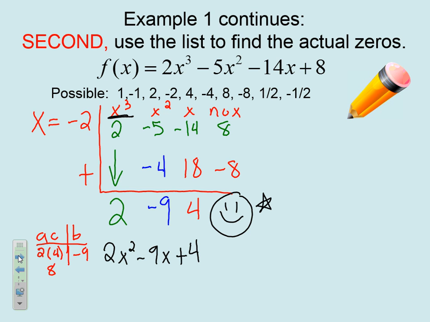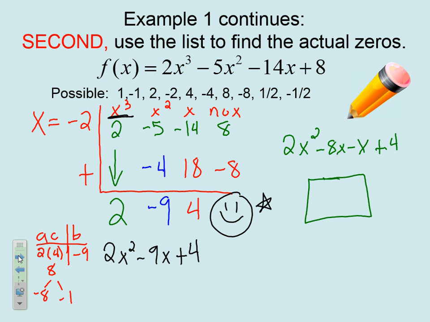So 2 factors of 8 that add up to negative 9: negative 8, negative 1. Then we're going to come over here and rewrite this. So we're going to get 2x squared minus 8x minus x plus 4, and then I can put it into my box right away. So I have 2x squared minus 8x plus, minus x plus 4.